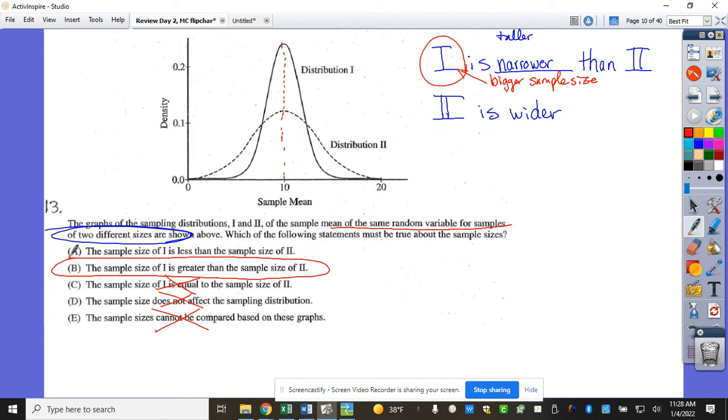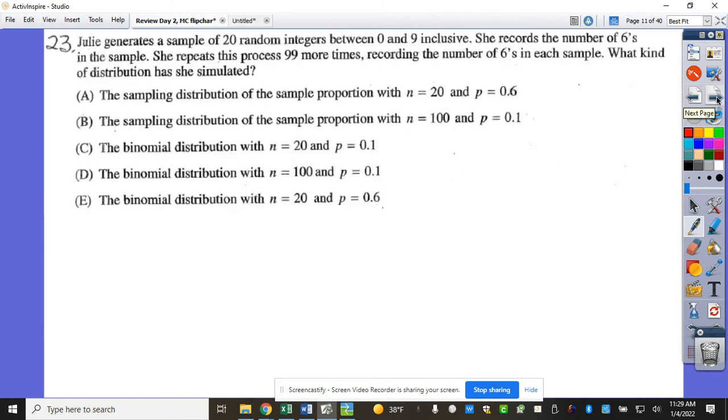And I had 45% of people choose D and E, and that's the concerning part. At 23. This is a straightforward problem, but I get why people miss this one.